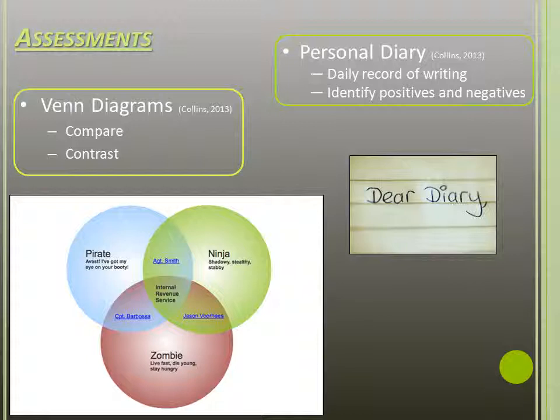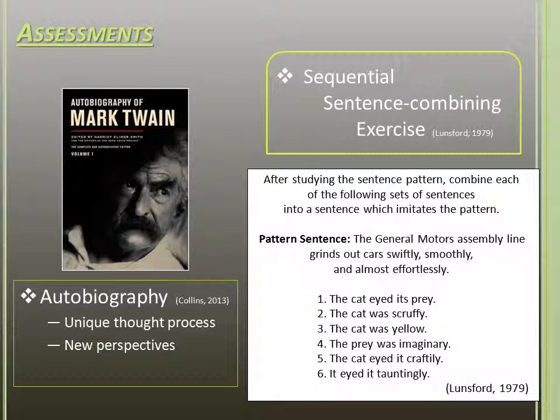Dr. Teresa Collins provides two sound assessments for a cognitive theorist classroom. Venn diagrams provide a great way of assessing students' knowledge of comparing and contrasting two different items. A personal diary that focuses on the positives and negatives shows a different cognitive function as well. Two more assessments that cognitive theorists can use in the classroom are autobiographies and sequential sentence combining exercises. Andrea Lunsford finds that students can create sentences by using an actual pattern sentence, while autobiographies, according to Collins, can be used to provide unique thought processes.